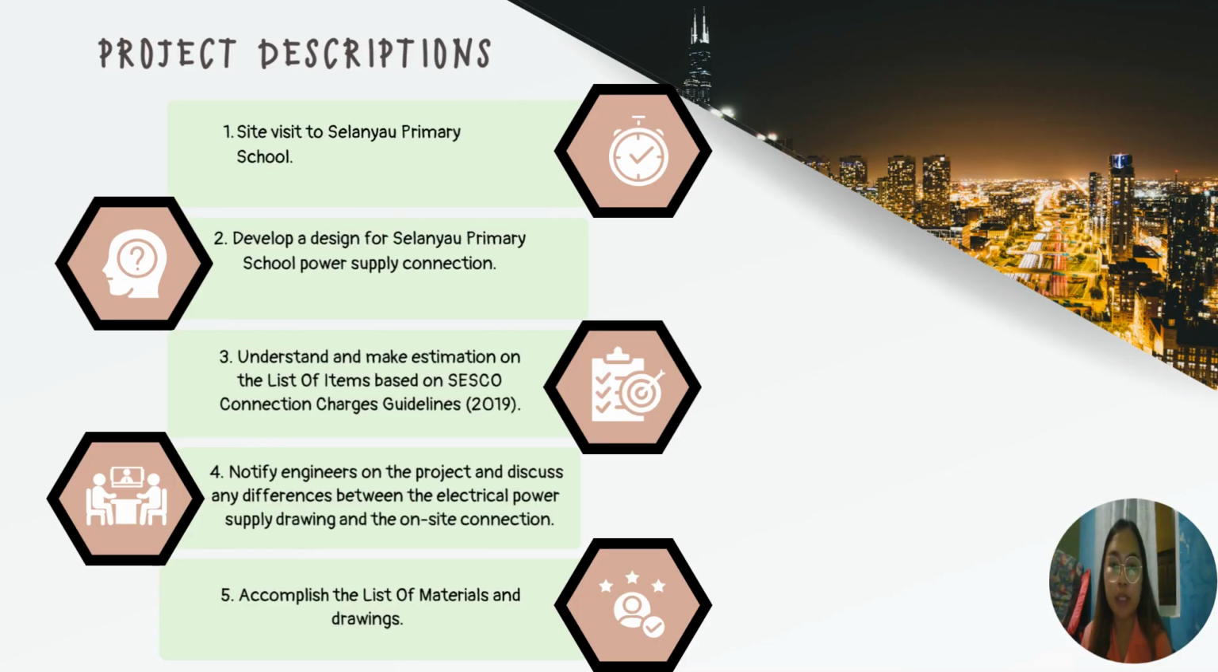This is my project description. First, site visit to Selanyang Primary School, and after that, develop a design for Selanyang Primary School power supply connections. And then understand and make estimation on the list of items based on CESCO connection charge guidelines CCG 2019. And then notify the engineer on the project and discuss any differences between the electrical power supply drawing and also the on-site connection. And last but not least is accomplish the list of materials.